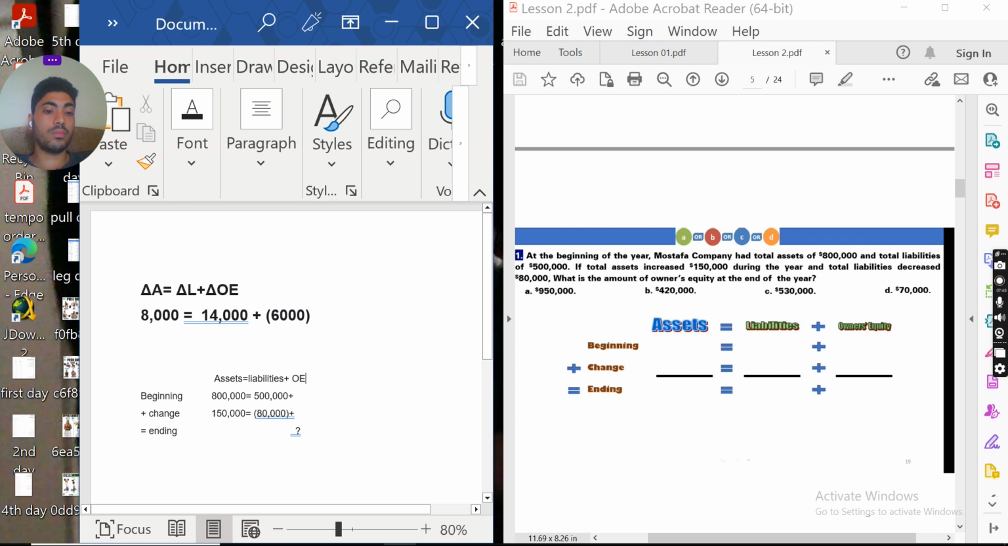Okay, let's start solving it. Assets equal liabilities plus owner's equity, very simple equation. 800,000 equal 500,000 plus what? Easy, plus 300,000. Simple mathematics. Okay, change 150,000. We have two knowns and one unknown, so we can get the unknown. 800,000 plus 150,000, what will this give us? 950.